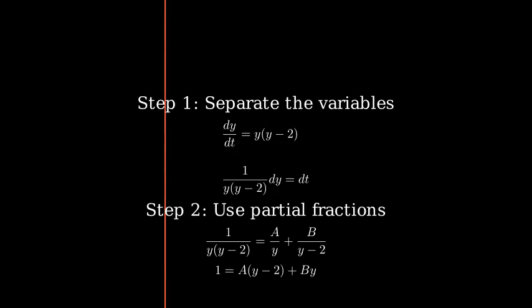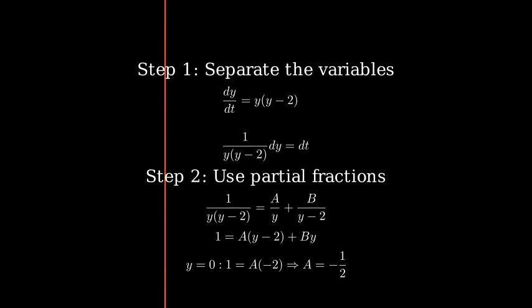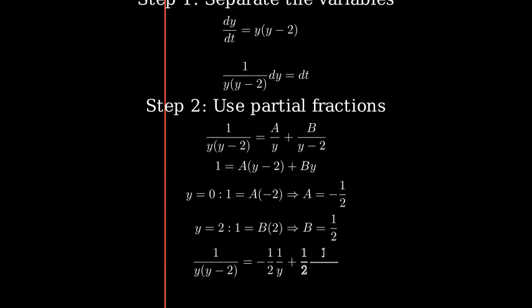To find A and B, we get a common denominator: 1 equals A(y − 2) plus By. When we plug in y equals 0, we get 1 equals A times negative 2, so A equals negative 1/2. And when we plug in y equals 2, we get 1 equals B times 2, so B equals 1/2.